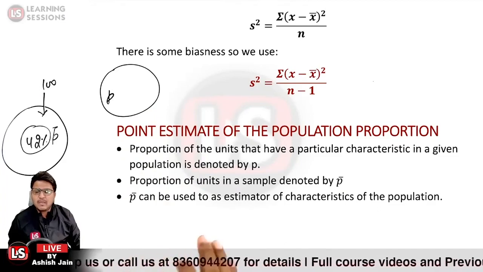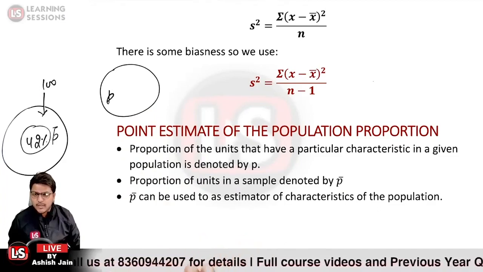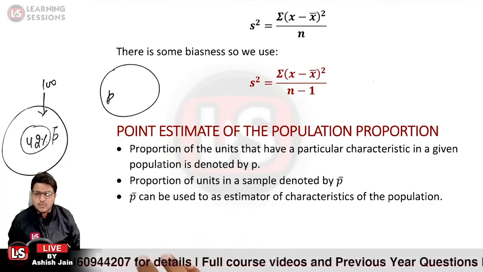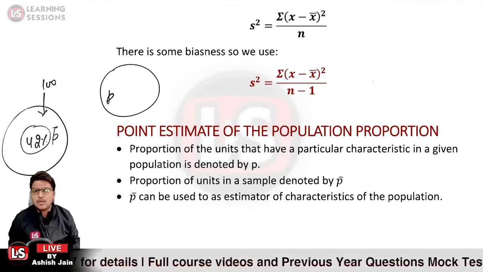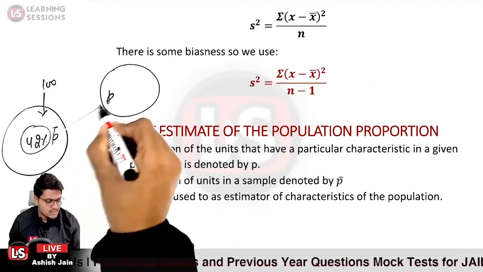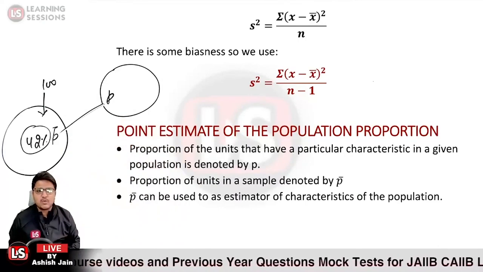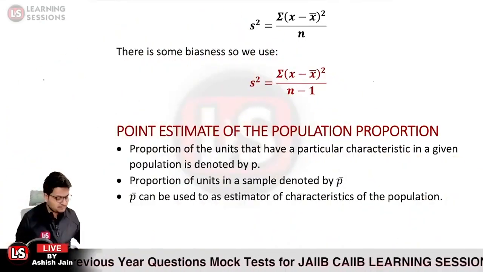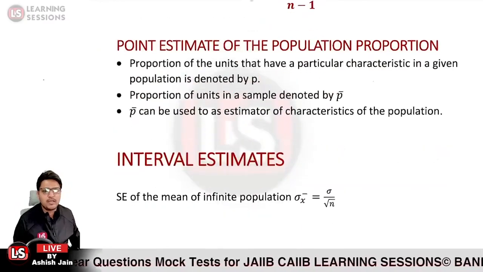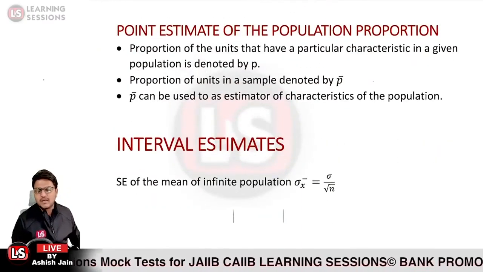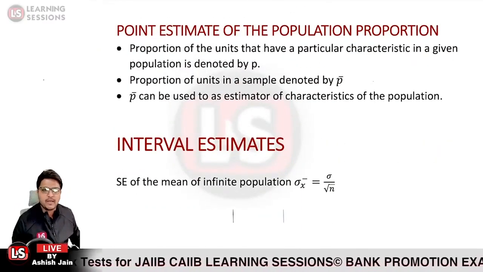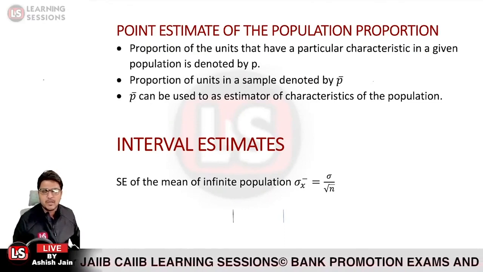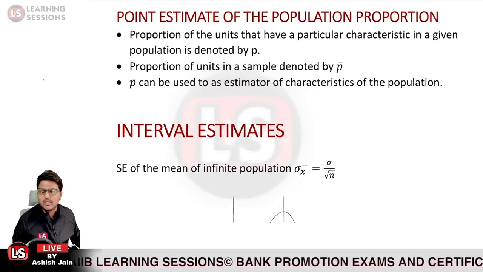So P bar can be used as an estimator. As I already told you, the sample proportion can be used to estimate the population proportion. That is the point estimate of the population proportion. Further, it is related to the interval estimate, and it's quite important.